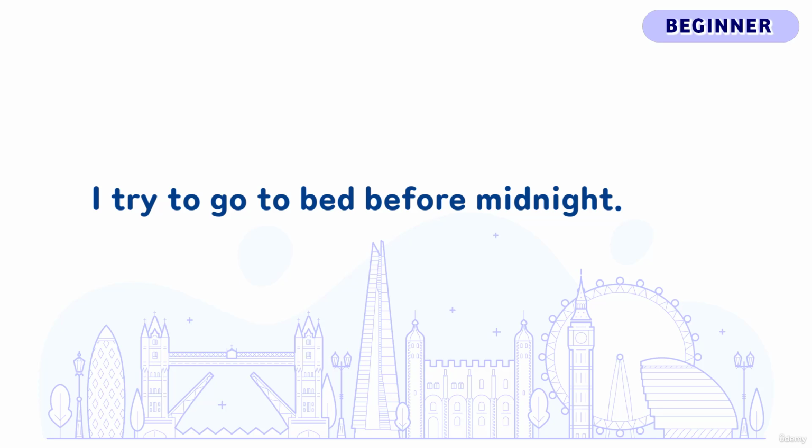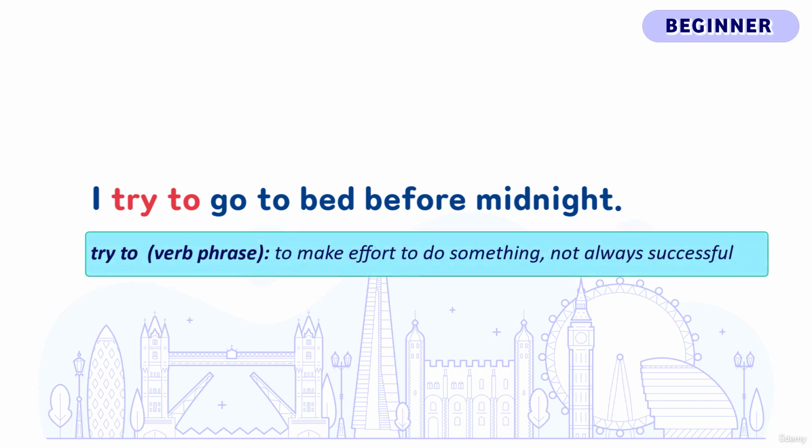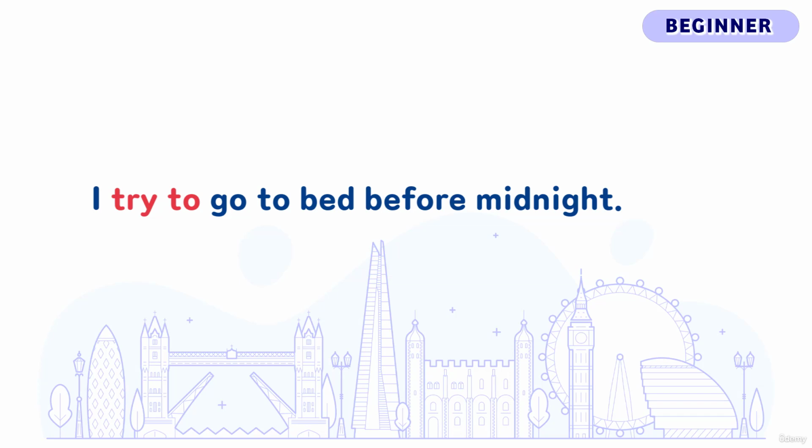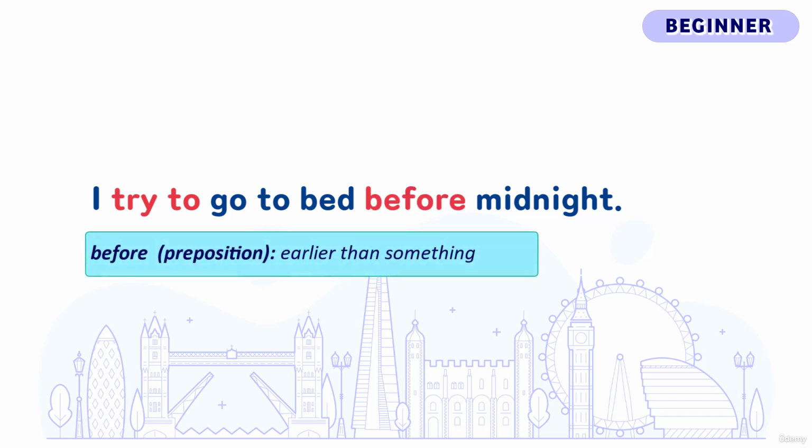I try to go to bed before midnight. First, we have this phrase try to. And we use this verb phrase to talk about making effort to do something. When we use try to, we're telling the other person that we make an effort to do something, but we are not always successful. This means that sometimes I go to bed before midnight, and sometimes I go to bed after midnight.